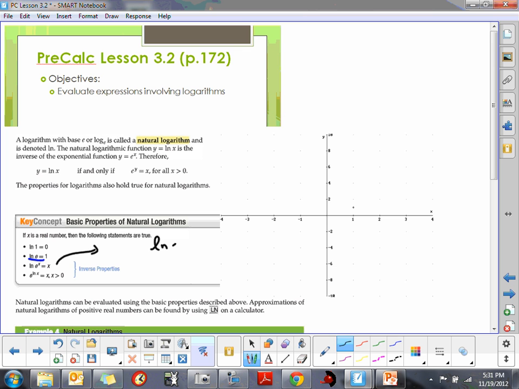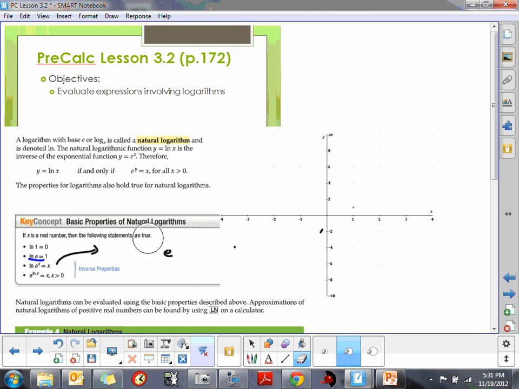The natural log of e to the x equals x. That's because if we write this using exponents, it's a log base e. If I trade this in for exponential format, it's e raised to the exponent, because logarithms always tell you the exponent, has to equal your anti-log, which is e to the x.